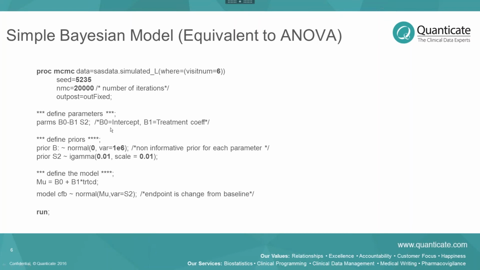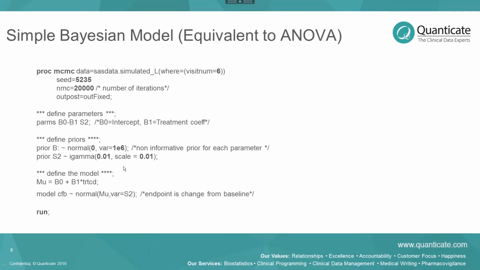So the first bit of the code, we've got the data set that we're using, selecting just the week 12 visit. Seeds is the random number, this is the number of iterations that you use, and the data set we want the results to come out of. Then we set up the model parameters. So B0 is the intercept, and B1 is the slope or treatment coefficient, and sigma is the variance. And then define priors for these parameters.